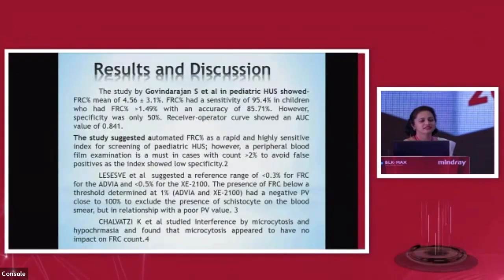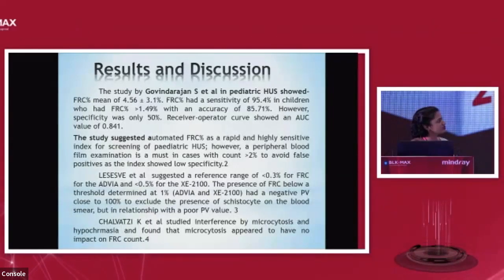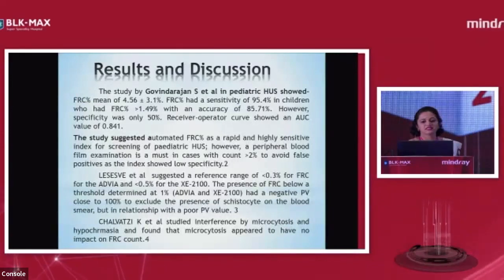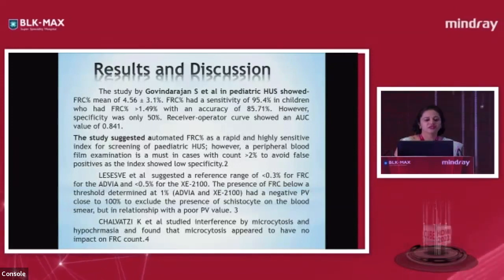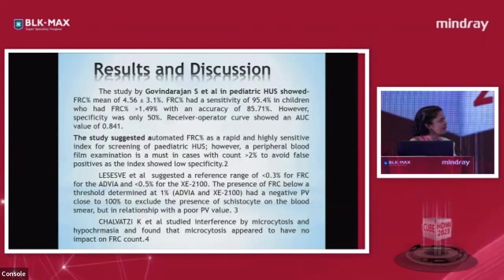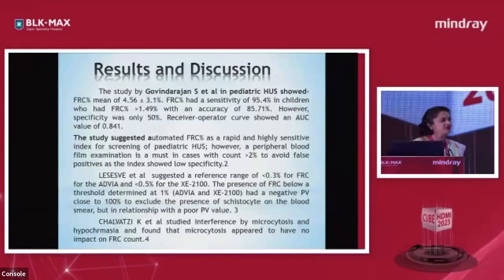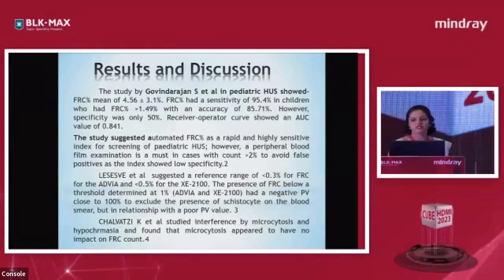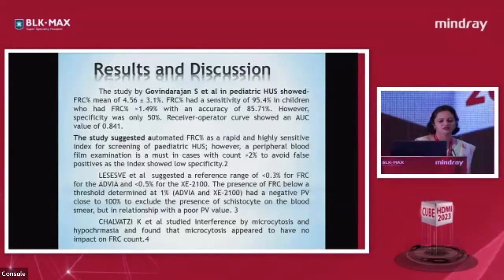So the other literature studies: the study by Govindarajan in pediatric HUS has shown an FRC mean of 4.5% with a sensitivity of 95% in children and an accuracy of 85%. The study has suggested automated FRC as a rapid and highly sensitive index for screening pediatric HUS. However, a peripheral blood film examination is a must in cases with a count of more than 2% to avoid false positives, as the index showed low specificity.